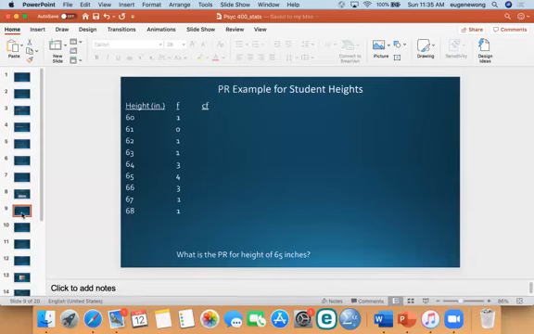Now, given that you have the cumulative frequency column, we are going to find the percentile rank for a height of 65 inches. So you go ahead and do that using the formula and the directions on the previous slide. Work it out first, because the next slide is going to show the answer.